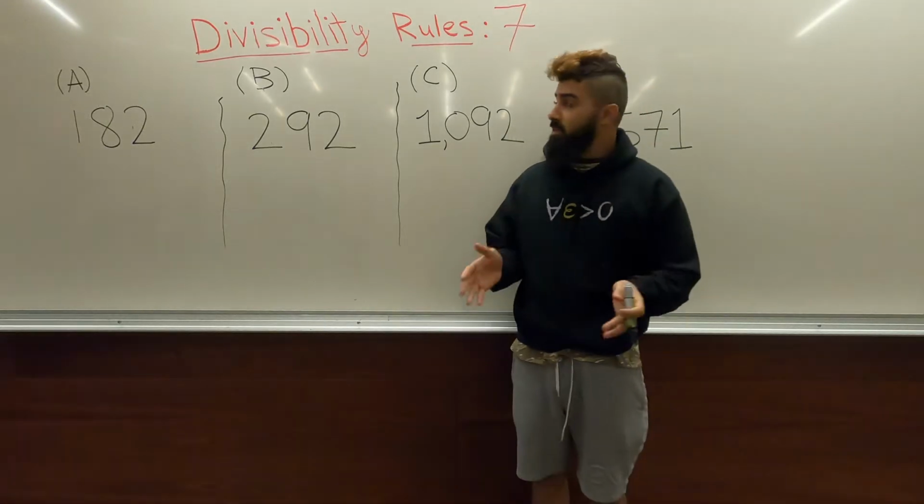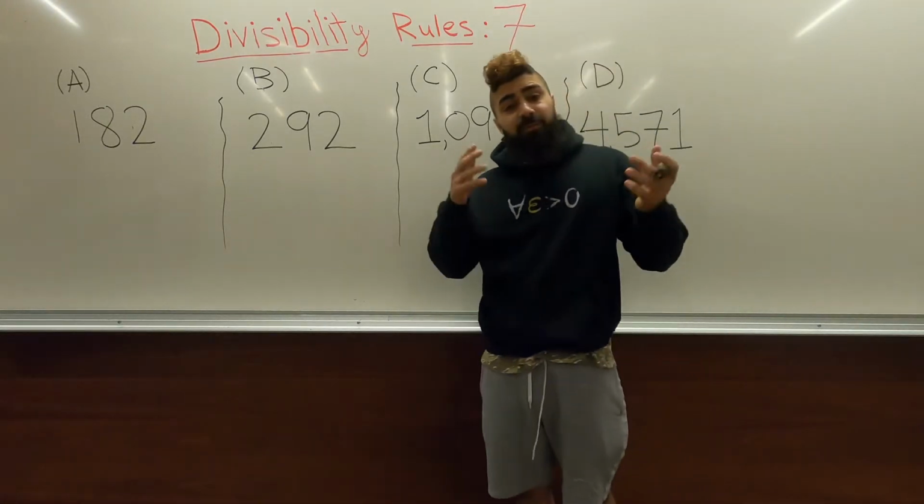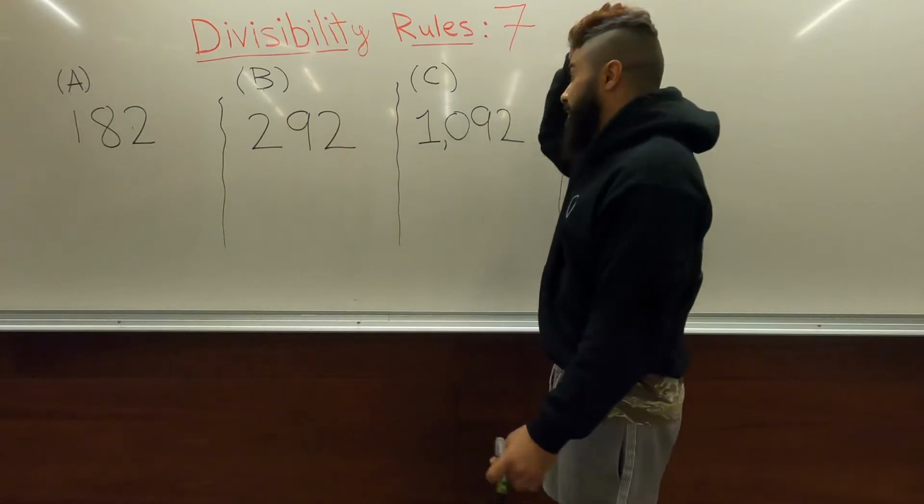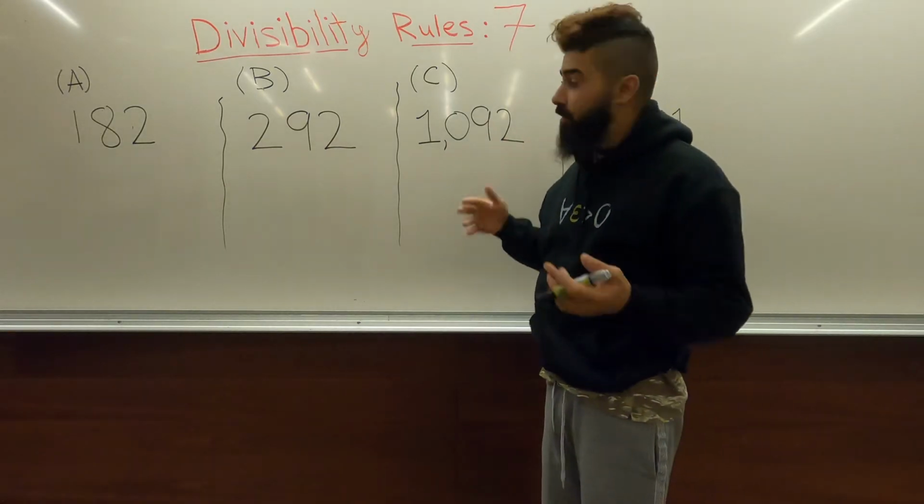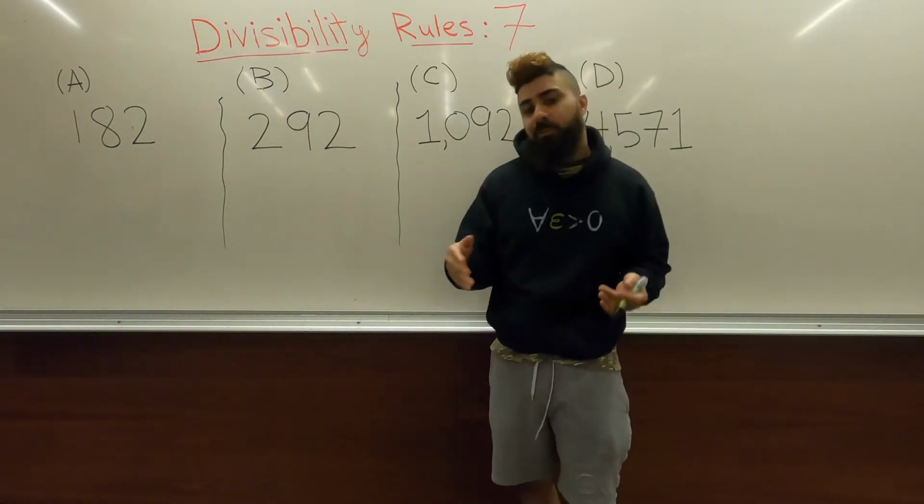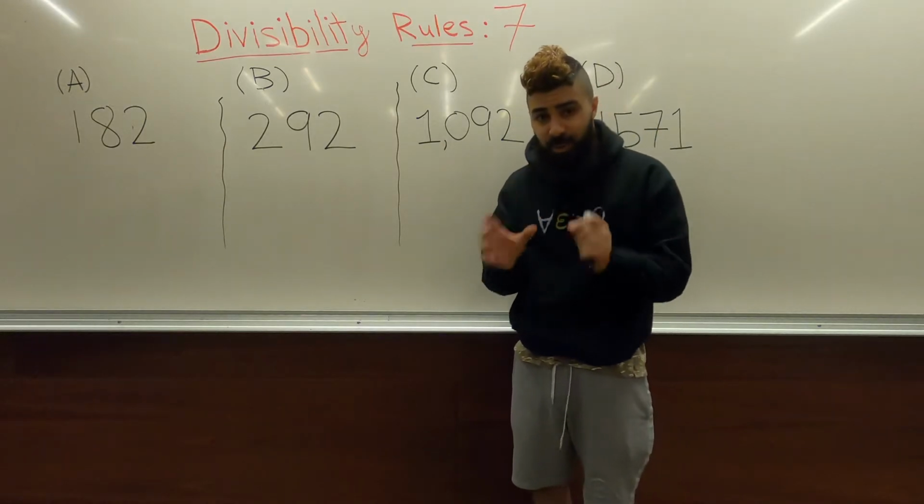Alright, so we just did the divisibility rule for 3. There's actually one for 7 as well. So, turns out you don't need a calculator to look at a bigger number and know if it's divisible by 7. Here's the trick. You ready?